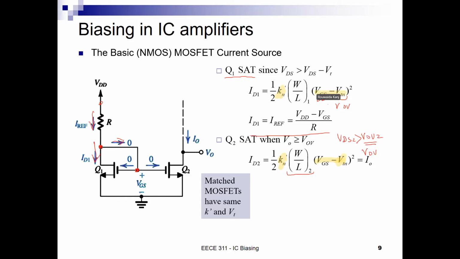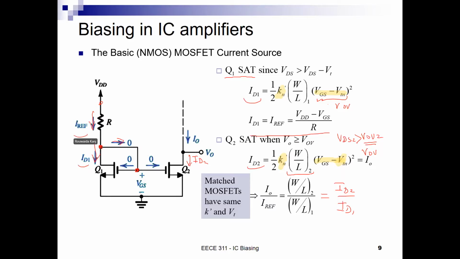Accordingly, we will find that the ratio of ID2 over ID1, if we take the ratio of those two quantities here, we will end up with the ratio of IO over I reference equal to the ratio of W by L2 over W by L1, because ID2 is really equal to IO, and ID1 is really equal to IREF.